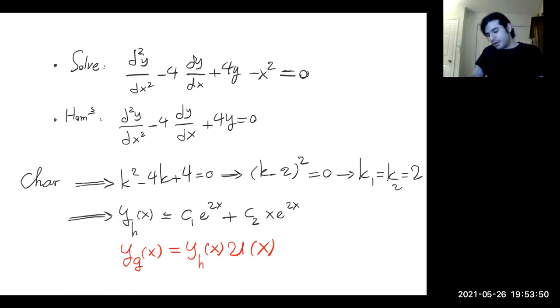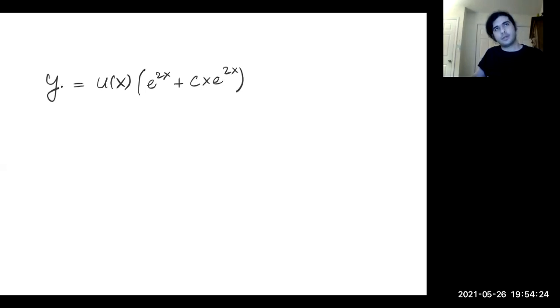So I would take C1 to be equal to 1. I can absorb one of these coefficients into the other part u, but I can't do anything about C2, so I will keep C2 as a constant. So the solution would be some u(x) times e to the 2x plus c x e to the 2x. It should be something like this. This is supposed to be the final solution.